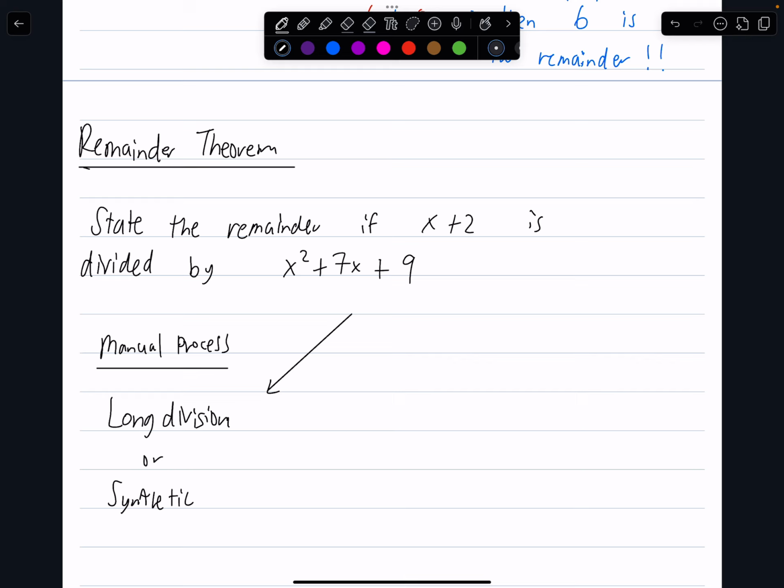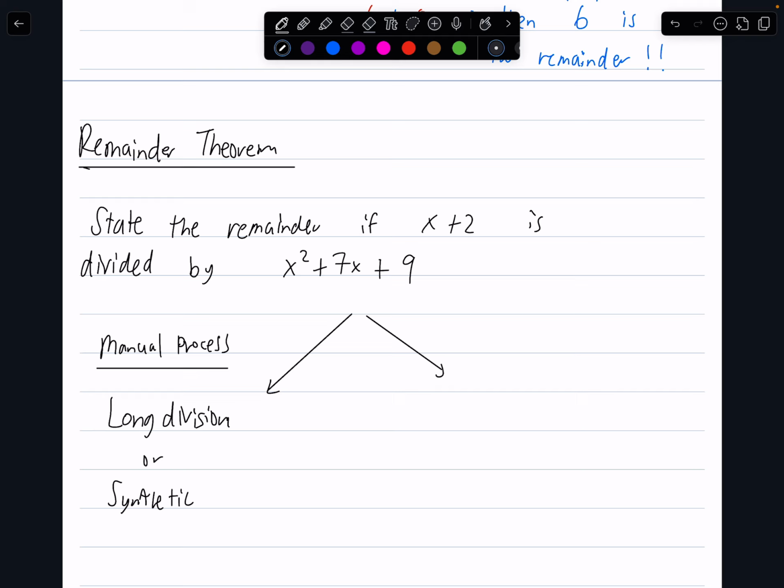But the good thing about remainder theorem, because remember, when we do long division and synthetic division, it gives us everything. It'll give us the dividend, the divisor, the quotient, and the remainder. So if we want everything, we're probably going to have to do the manual process. But certain questions are not going to ask you for everything. They're going to ask you for a specific thing.